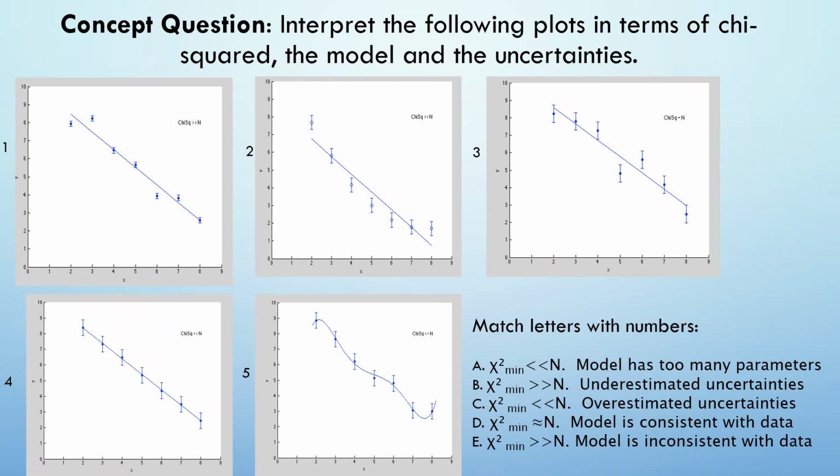To help test your understanding of chi-square min and the good fit criterion, error bars, and data plots, try these concept questions by matching letters in the lower right with plot numbers. Pause the video to try. Answers will be provided in the video description.